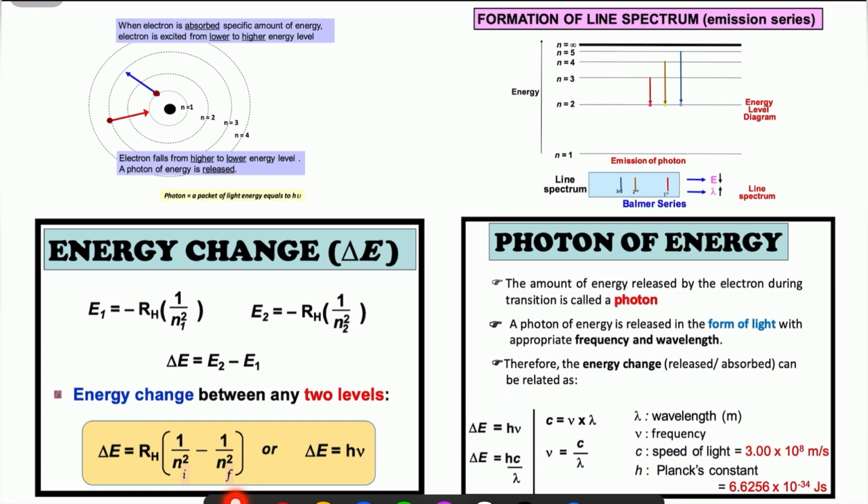You have to make sure that the wavelength is in meters, because the unit of the speed of light is in meters. So these are the two formulas that you can use to calculate the energy change: the formula with the Rydberg constant, and the other one if you have the frequency and wavelength, so you can calculate delta E.